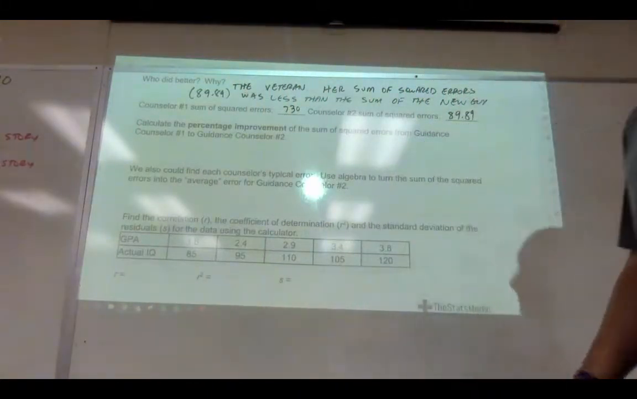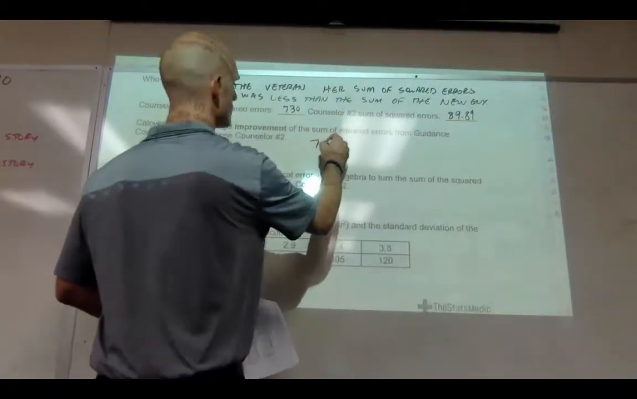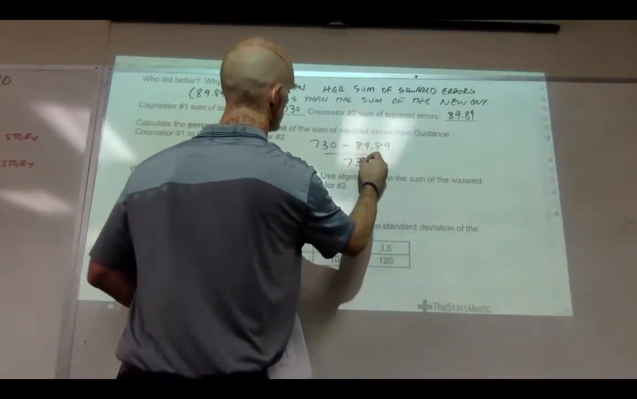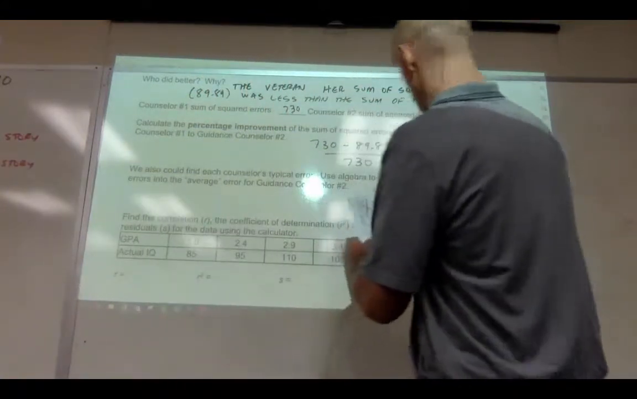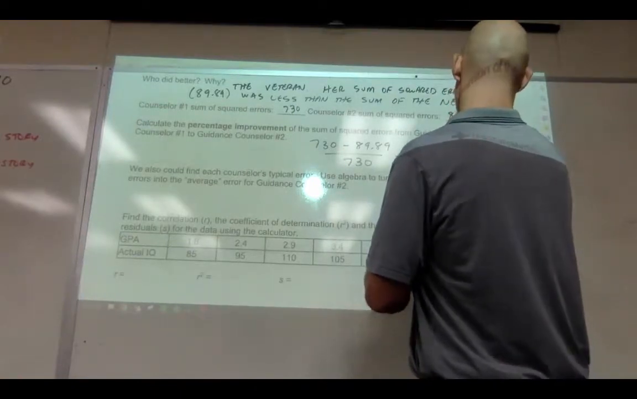So here's what we're going to do. Percentage improvement. 730 minus 89.89 over compared to our original. So we end up with 640.11 over 730.